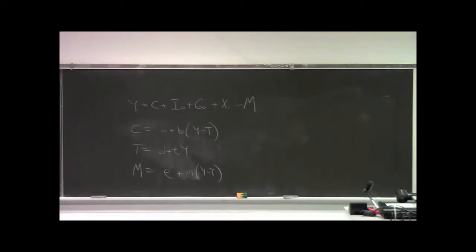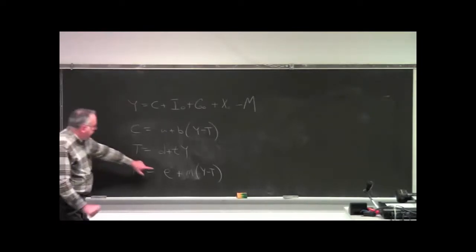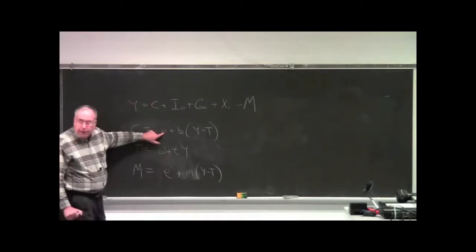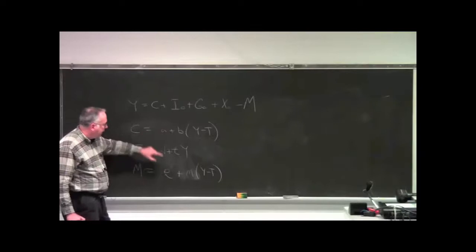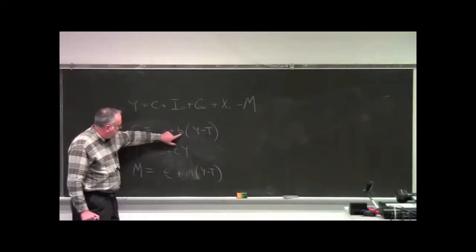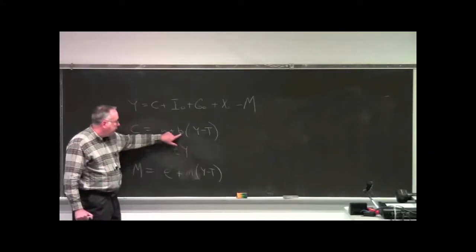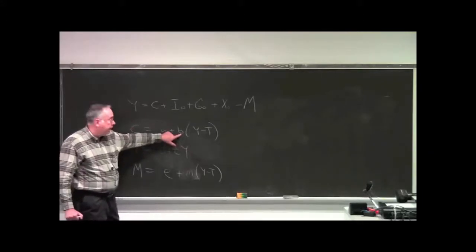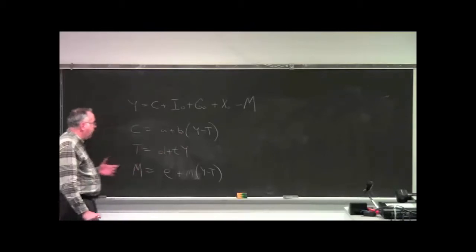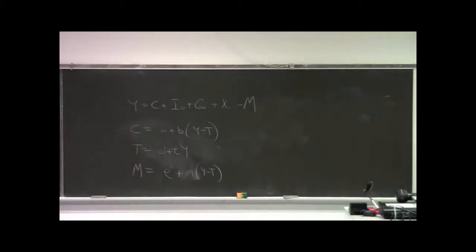The only difference is the intercept term likely is different. We have E instead of A. And also this coefficient on disposable income, we allow it to be different than we do for domestic consumption. Okay. So our parameters are now A, B, D, T, E, and M. Okay. So let's write all this down.